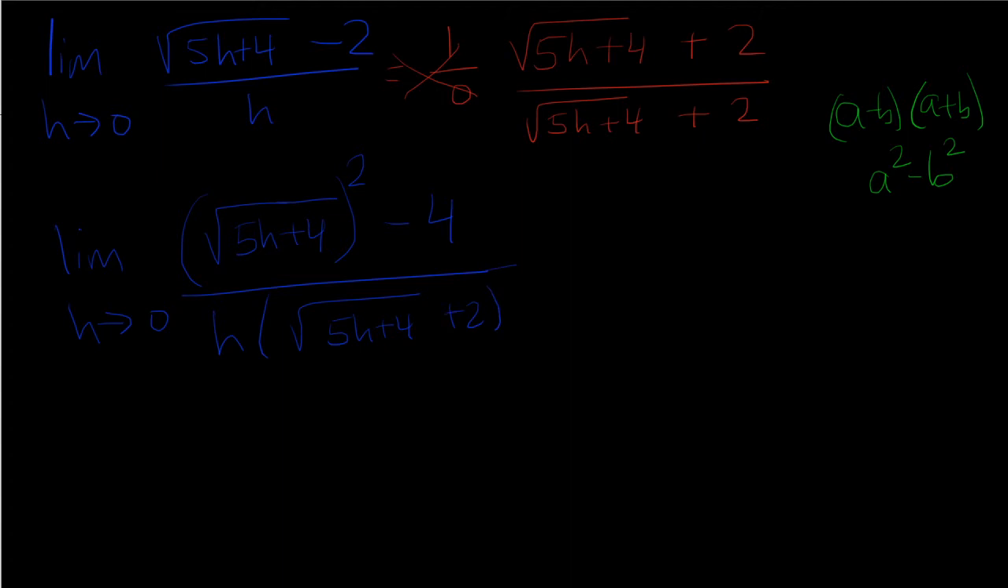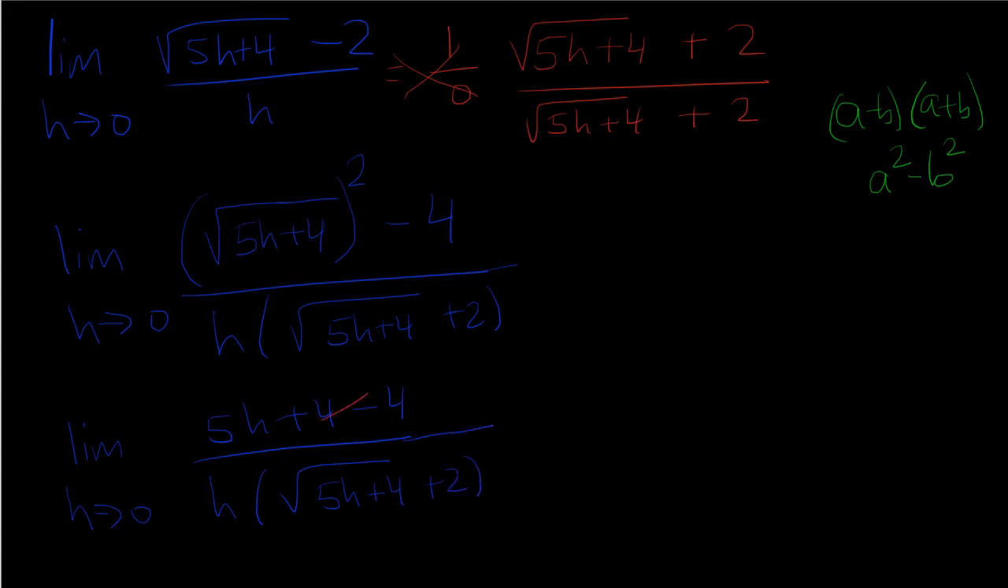In this step, students will often distribute the h over here to the square root and the 2, but oftentimes it's going to cancel out, so it's good to just leave it factored in this form. Now the square root and the square are going to cancel each other, so you have the limit as h approaches 0 of 5h plus 4 minus 4 over h times the square root of 5h plus 4 plus 2.